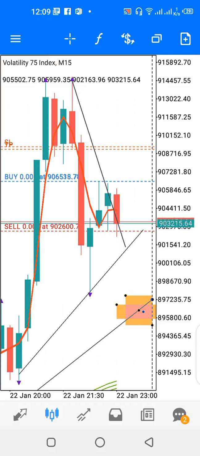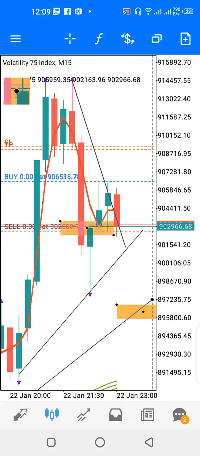Set the pending orders, and then you stop at the third pending order when you are not sure of the direction of the trade. Stop at the third pending order. But here for this particular trade, I had the conviction that price will go up.